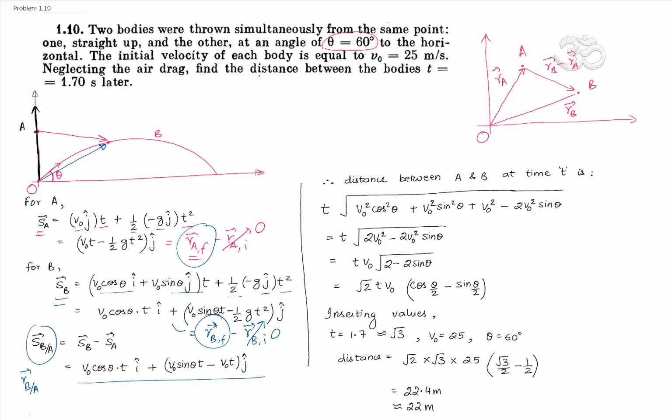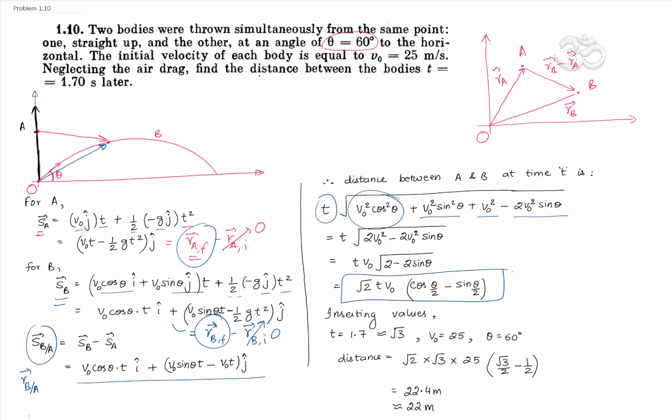Then the distance between A and B is simply the magnitude of this vector, which is of course the x component square, which is v naught square cos square theta into t square, and t I have taken out, and then the y component square, which is v naught square sin square theta plus v naught square minus 2 v naught square sin theta, which can be simplified to look like this.